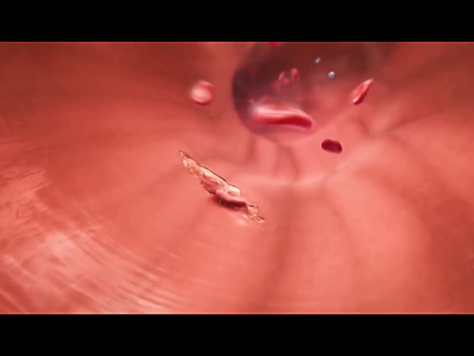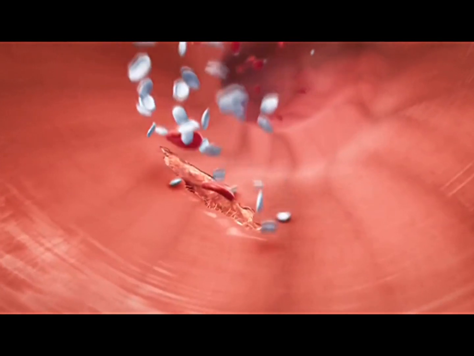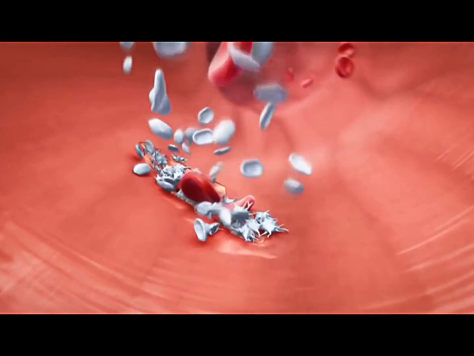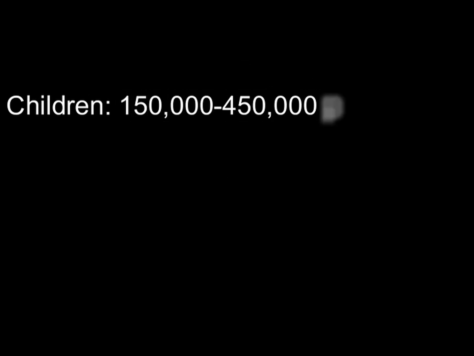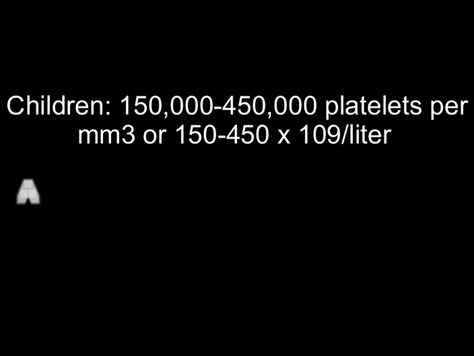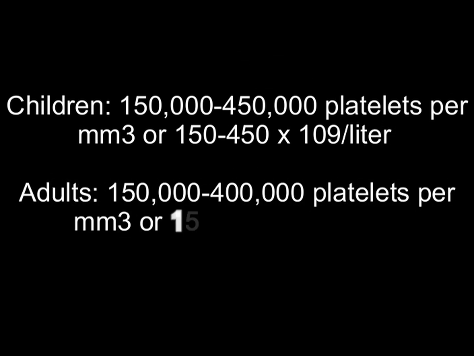Platelets are the smallest cells of the blood and serve an important role in blood clotting. Platelet count in a complete blood count refers to the number of platelets in a given volume of blood. Normal. Children, 150,000 to 450,000 platelets per cubic millimeter or 150 to 450 by 10 to the power of 9 per liter. Adults, 150,000 to 400,000 platelets per cubic millimeter or 150 to 400 by 10 to the power of 9 per liter.